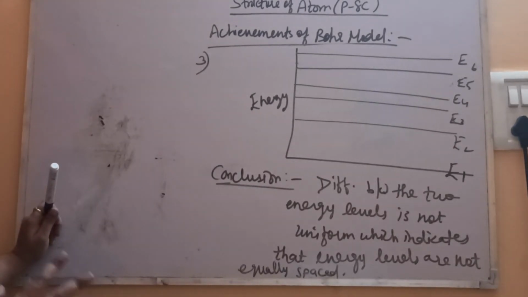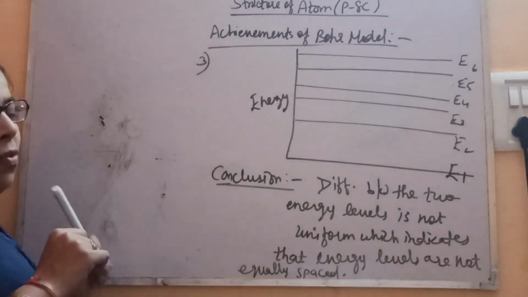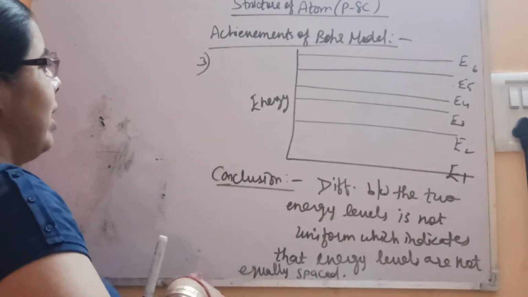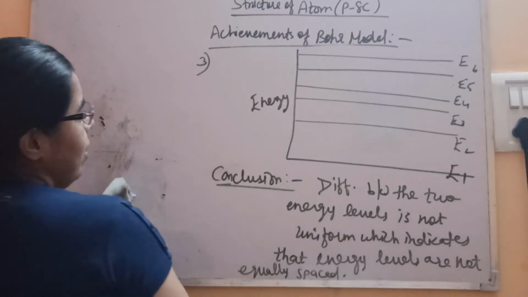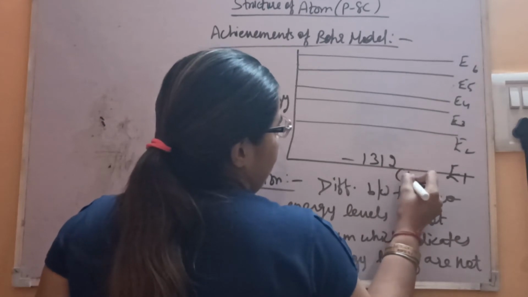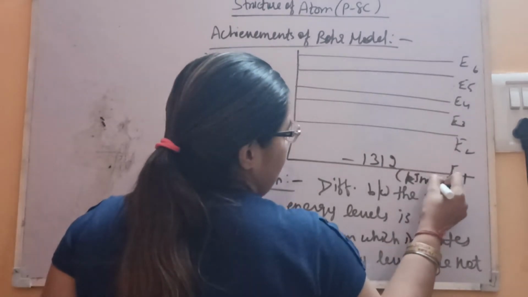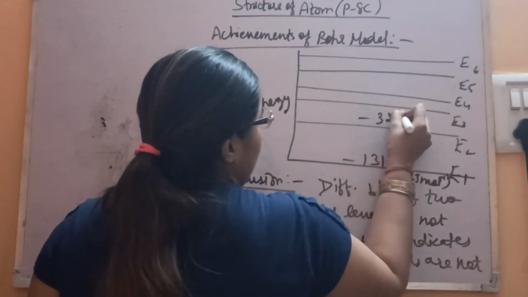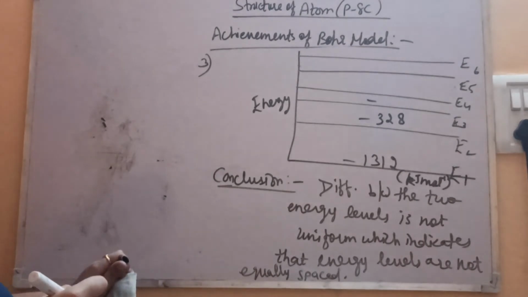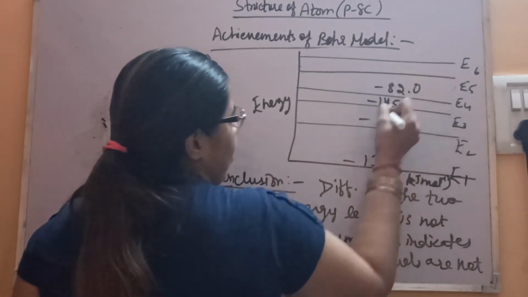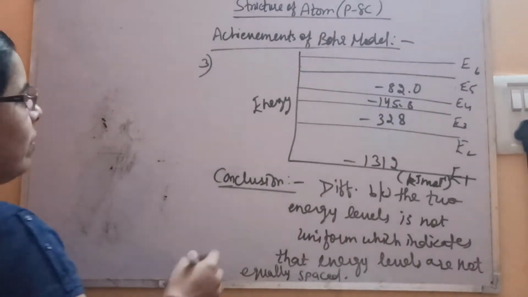Okay, so this is about the third achievement of Bohr. Now we'll see the significance of the negative energy, that every time we keep on writing energy as negative. All the values are negative. You can substitute here, it's minus 1312. Here the unit is the same, kilojoules per mole. Then the value is minus 328. Then minus 145.8. Then minus 82. And the last one is minus 52.5.